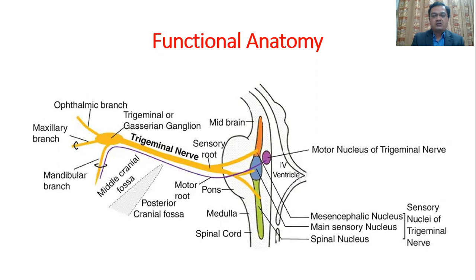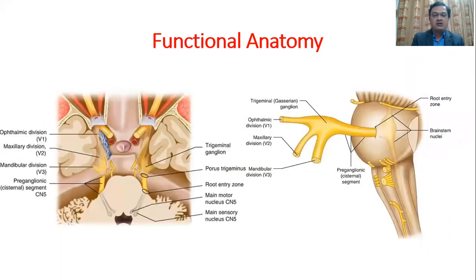Trigeminal nerve originated from the medulla oblongata of brainstem. Motor nucleus and sensory nucleus combine to form a trigeminal nerve, which passes through the base of the skull to reach Meckel's cave and form a Gasserian ganglion. From Gasserian ganglion, trigeminal nerve is divided into three branches. First is ophthalmic, second is maxillary, and third is mandibular nerve.